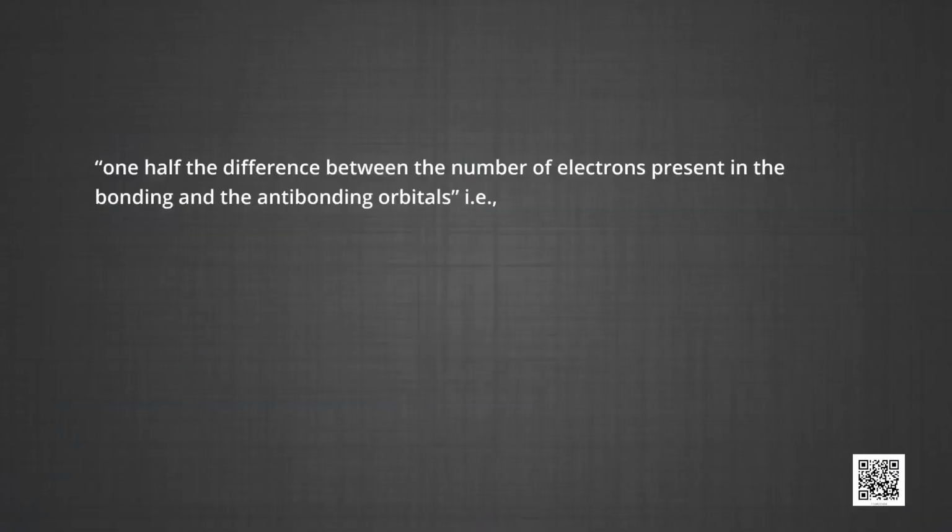Now, a new concept, the bond order. Bond order is defined as one half the difference between the number of electrons present in the bonding and the antibonding orbitals. That is, bond order equals half of Nb minus Na.